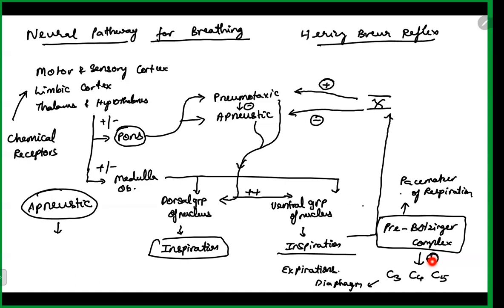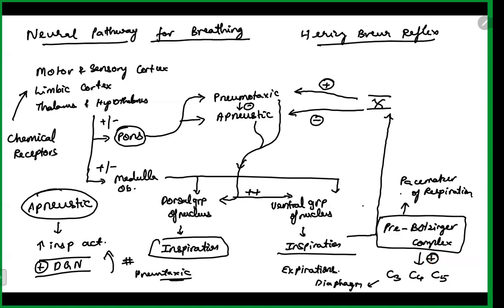What does the apneustic center do? It is going to increase the inspiratory activity by stimulating your dorsal group of nucleus. And this will be inhibited by the pneumotaxic center.